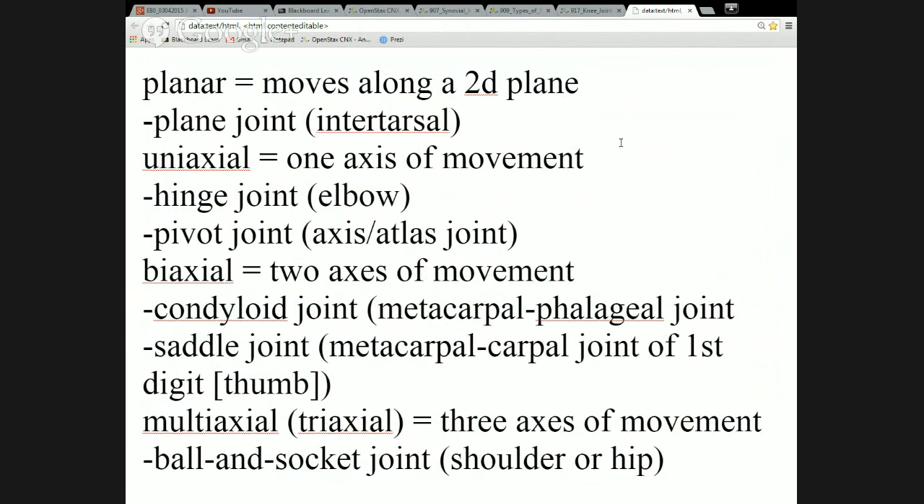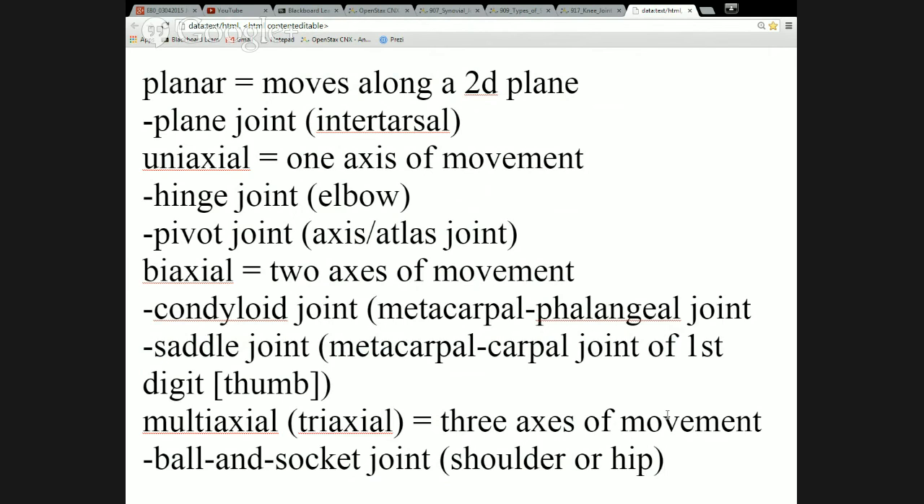I just saw a typo. There's an N right there in phalangeal. That's fine, whatever.